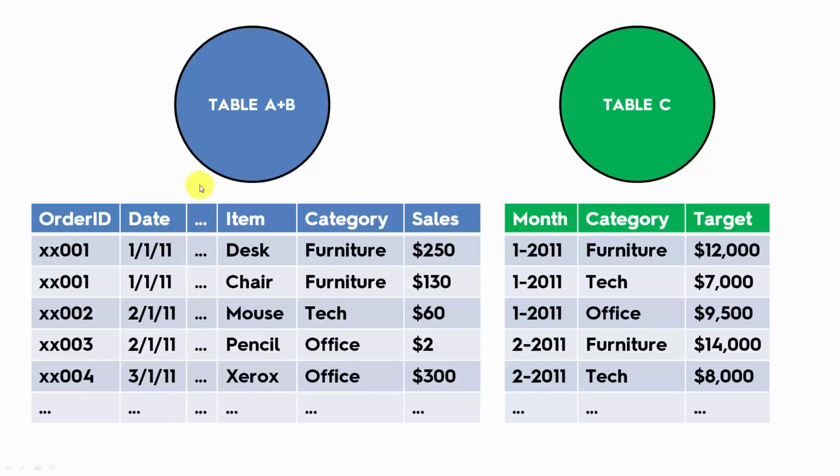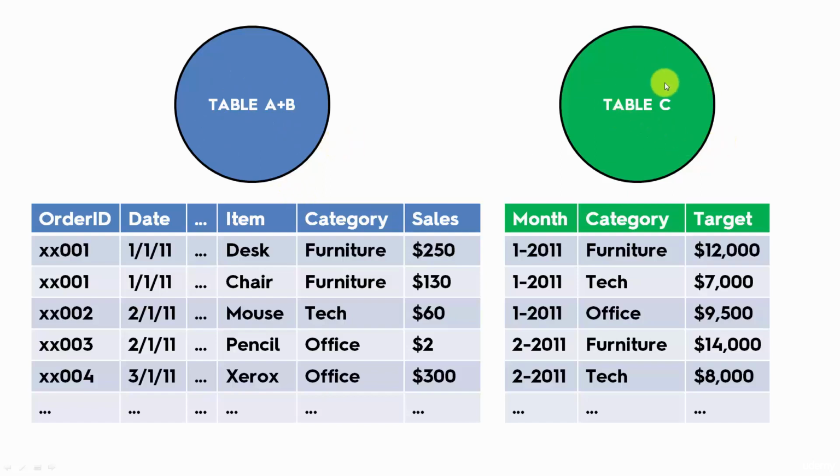And also, of course, there's lots and lots of other columns in there. And as you can see here, there are instances where the order ID is duplicated because it might consist of many items. So that's how our table looks, the table that we've created, table A plus B.